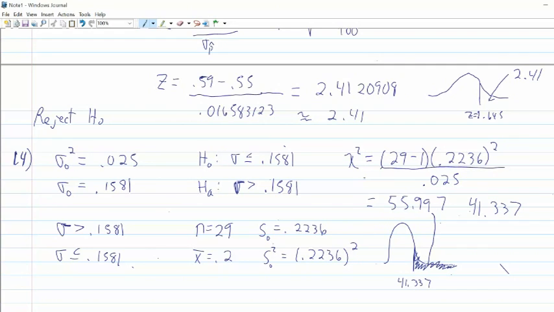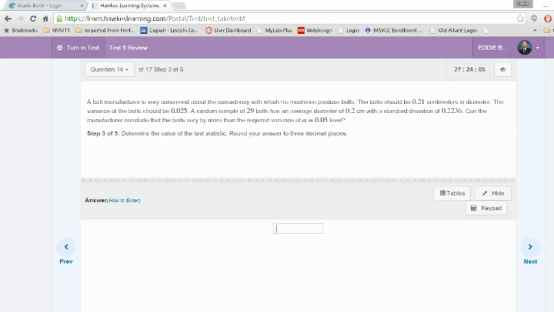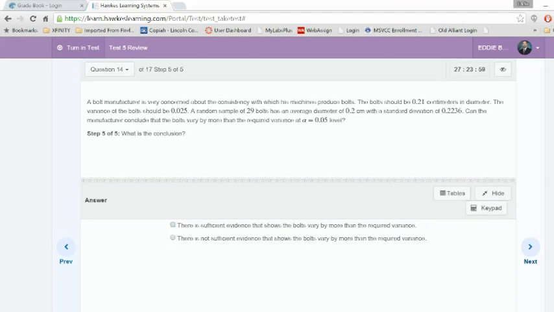So 55 is definitely greater than 41. So our 55.997, that was our test statistic, is greater than 41, our critical value. So we need to reject the null hypothesis. Okay, so test statistic, make the decision, reject the null hypothesis. And then, what would that mean the conclusion is? There is sufficient evidence that shows the bolts vary by more than the required variance.